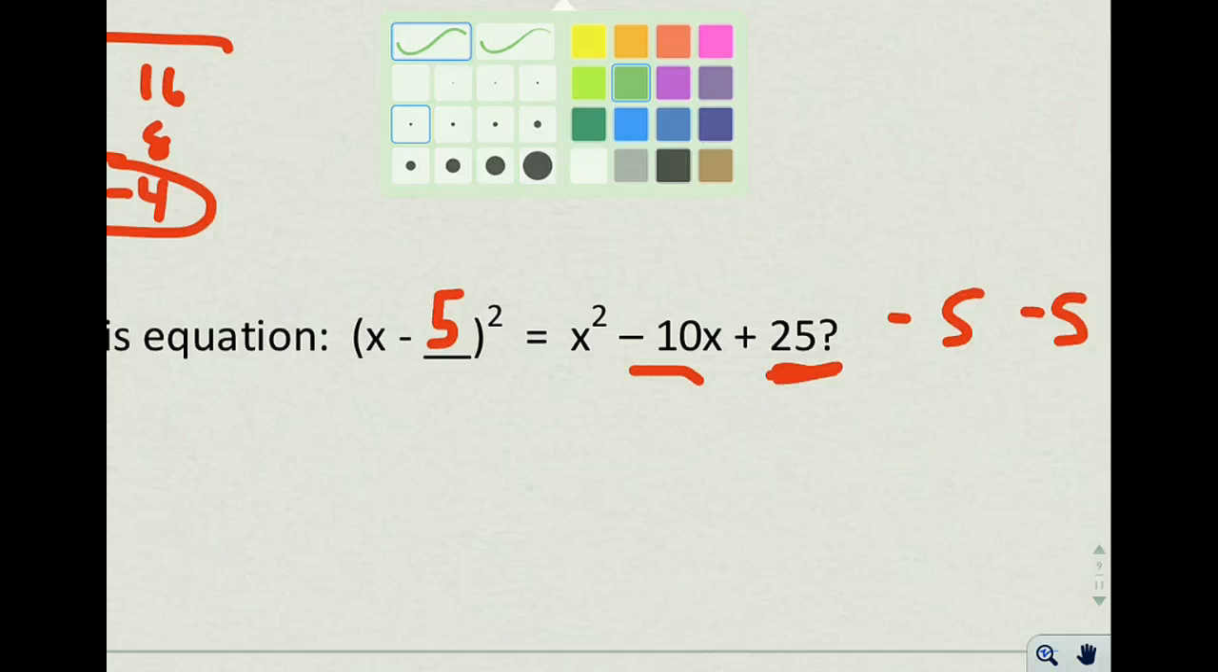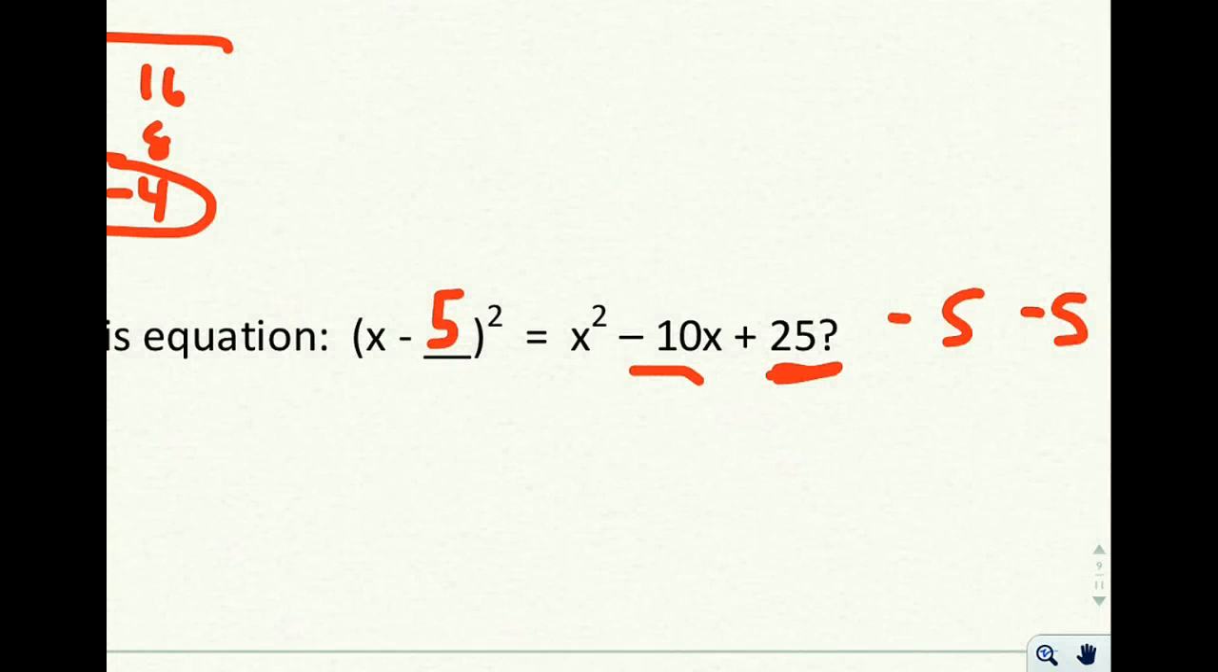Now, as far as looking ahead to shortcuts that are going to help us for this, whenever we know we have this situation where it's a perfect square, we can take our middle term and just divide it by 2. So negative 10 divided by 2 is negative 5. And that would be our answer right here.